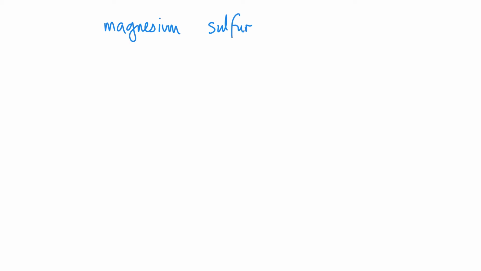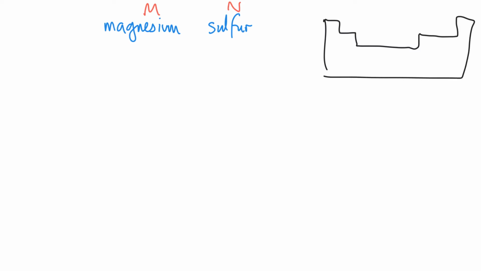So first of all, we've got a metal, magnesium, and a non-metal, sulfur. We know that because if we look at our periodic table, which I'll quickly sketch out, we've got magnesium right over here, and sulfur somewhere about here. So they're on opposing sides of the periodic table. We've got metal, we've got non-metal. So it's definitely ionic. Later on, we'll look at covalent, and we have to name those differently.